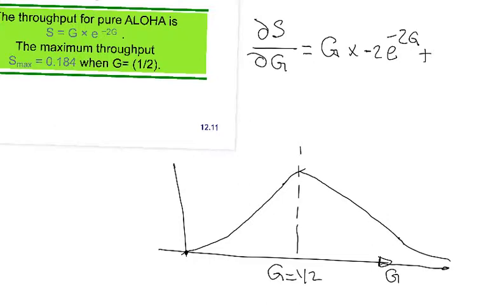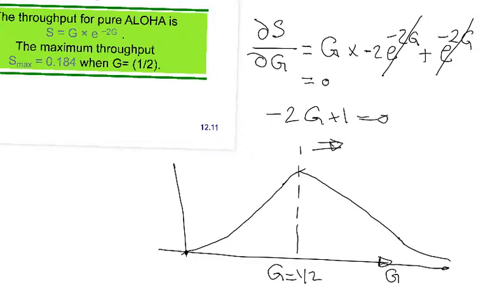In that case the derivative of g is 1, and the other function is e to the power minus 2g. So this derivative is equal to 0, which means that we can simply multiply by e to the power 2g, which takes this away. So we will have minus 2g plus 1 equals 0, which means that g is equal to 1 over 2.